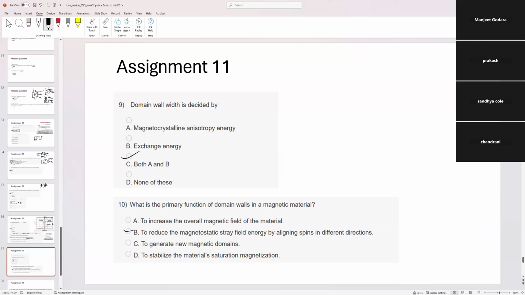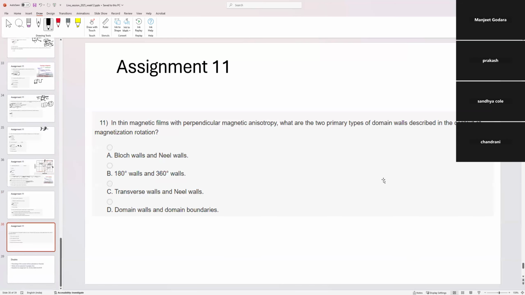Thin magnetic films. Thin magnetic films with perpendicular magnetic anisotropy. What are the two primary types of domain wall described in this context?